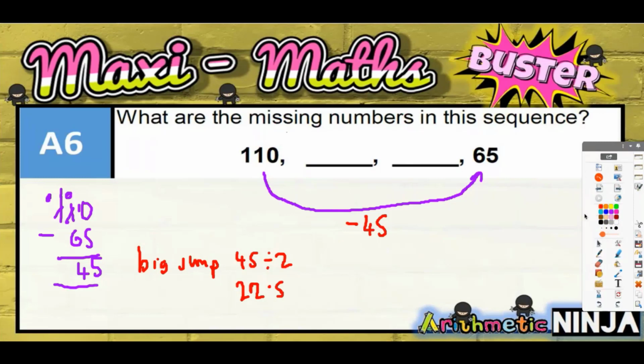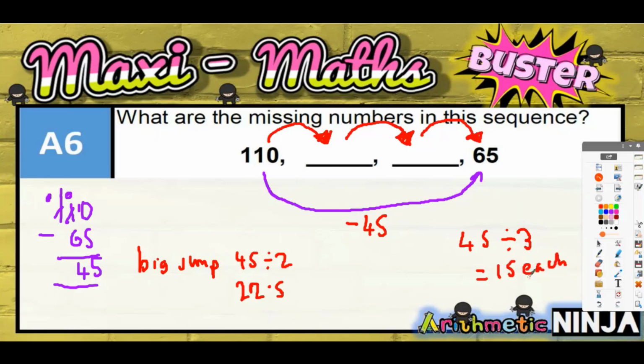What we should have done is realize that although there are 2 empty spaces, there are actually 3 little jumps. So we're doing one jump from 110 to this empty space. We're doing a second jump from this empty space to this empty space. And we're doing a third jump from the empty space to 65. So this big jump of 45 actually should have been split into 3 smaller jumps. And 45 divided by 3 is 15 in each smaller jump.